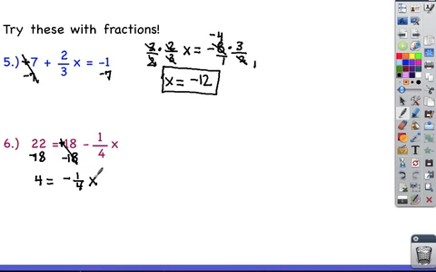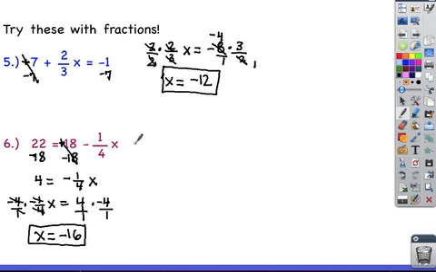Now since we're multiplying by a fraction, the inverse is dividing by the fraction or multiplying by its reciprocal. I'm going to begin by using my symmetric property to switch the sides just so it's easier for me to see. And now I'm going to multiply both sides by negative 4 over 1, which is the reciprocal of negative 1/4. And these all cancel. And we're left with x equals negative 16.